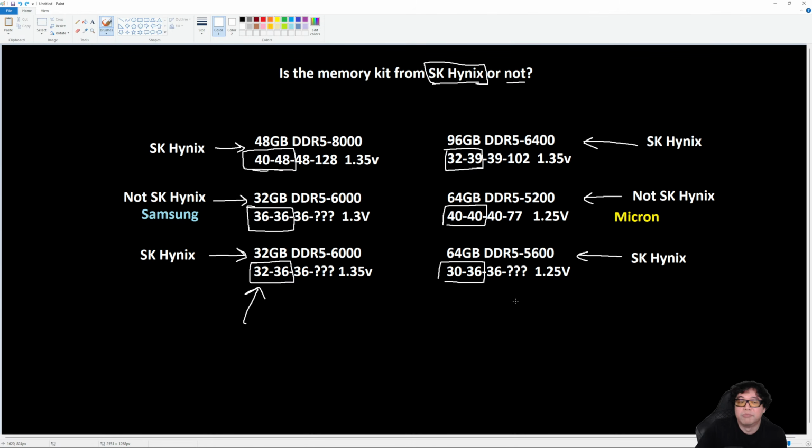Most gamers don't even overclock. Most gamers don't care. Like the comment earlier, some pro gamers don't even turn on XMP. They don't even know what that is. They don't even care, so it is what it is.